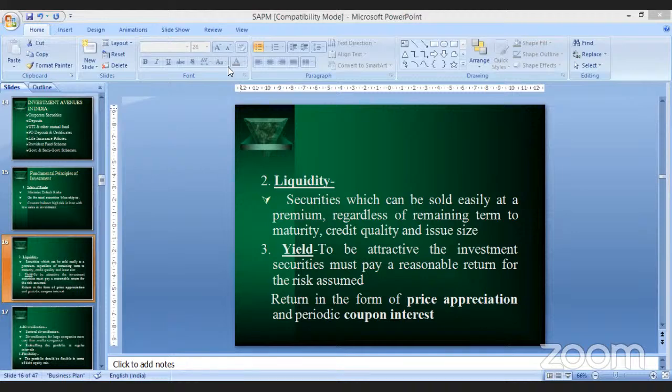Asutosh Nanda sir is asking, is there any lock-in period for debentures? Asutosh Babu, it depends upon the issuer, meaning the company or entity that is going to issue the debenture. It depends on the terms of the issue. Let's say there is a 2 year lock-in period. Within these 2 years, you may not be able to withdraw any fund.